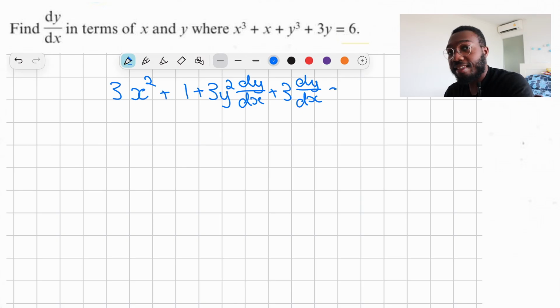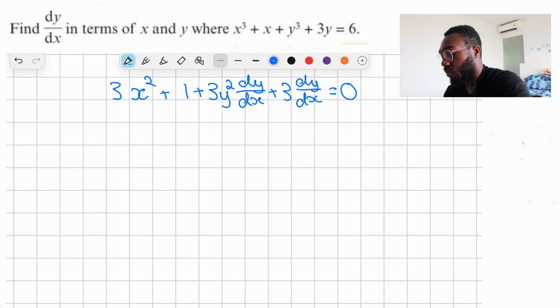And then with that 6, again, you've got to differentiate on both sides. That's the key here, differentiate on both sides. So if you differentiate the 6, it just becomes a 0, okay? And now we've done this, we want dy over dx. So all we need to do is collect our dy over dx terms together, and then anything else can just go to the other side, and we can start to get it in terms of dy over dx.